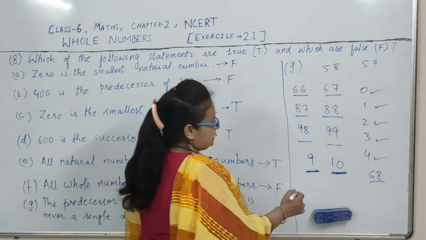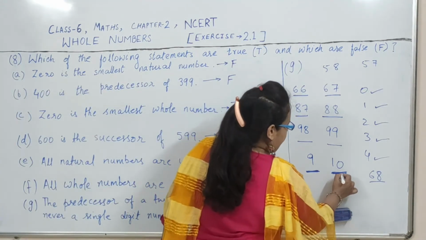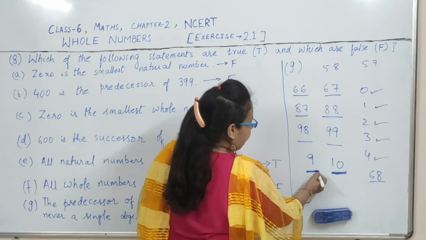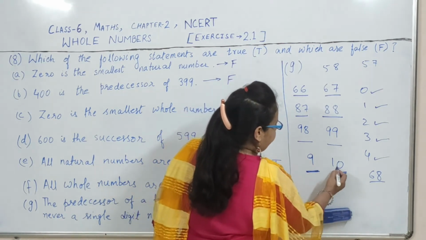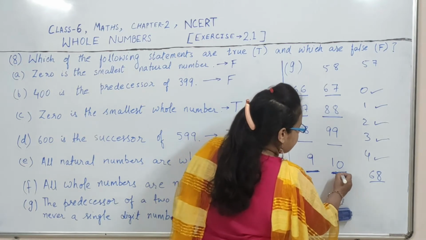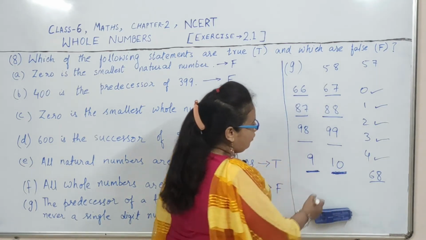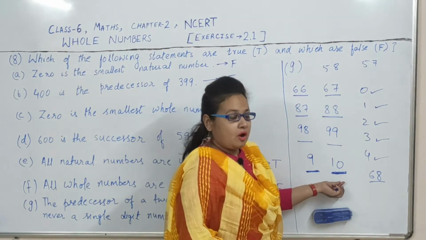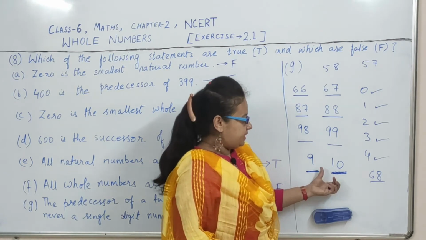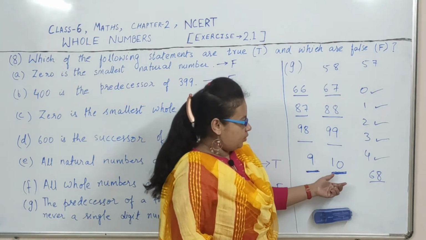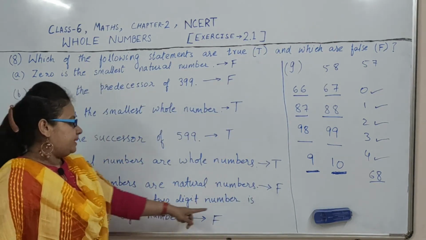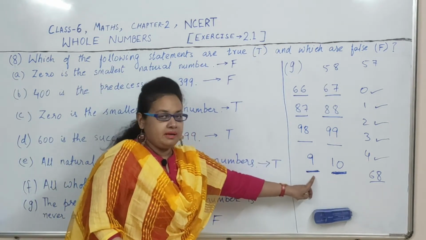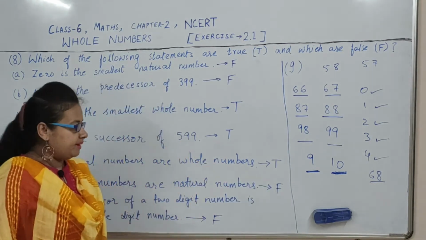What is this? This is the smallest two-digit number. Before this, we have a single-digit number. Okay, because see 9 and after that comes 10. So, this is the smallest two-digit number and the predecessor of the smallest two-digit number is a single-digit number. Okay, so this statement is the false statement. The predecessor of a two-digit number can be a single-digit number.